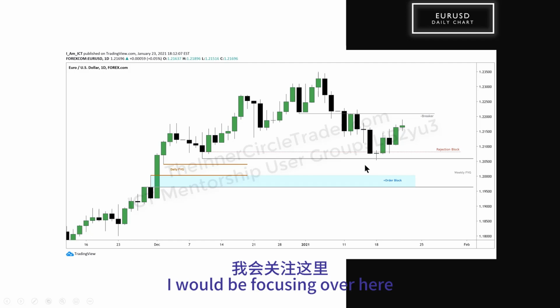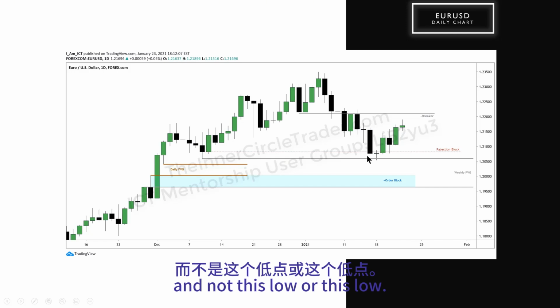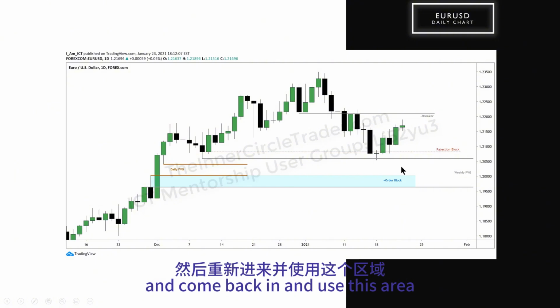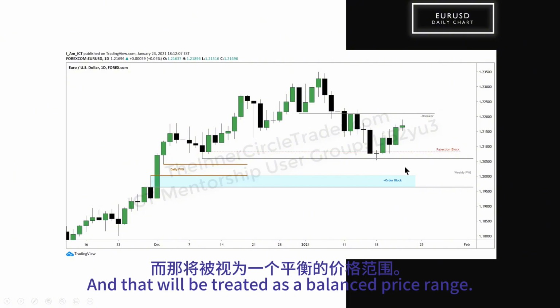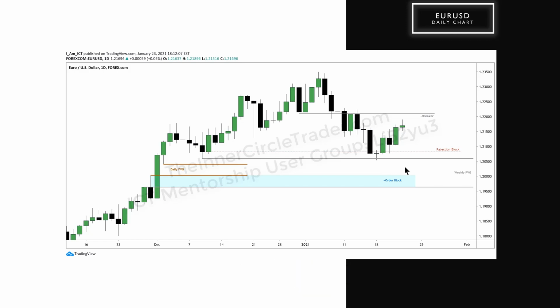I wouldn't need that. I would be focusing over here on the fair value gap levels and not this low or this low. I would use this here if we were to trade through it and come back in and use this area once it's been balanced, and that would be treated as a balanced price range. And you'll learn about that, and there's much more to teach about it as well.